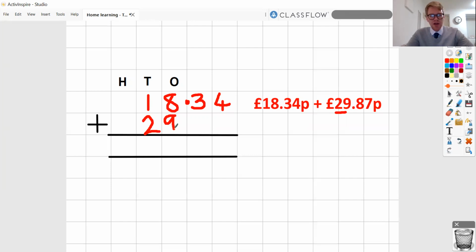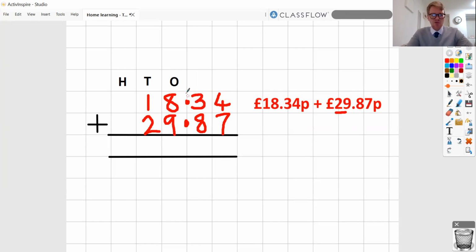But really crucially here, we've also got what we're calling a decimal point in between our ones, which is our pounds, and over here, which is our pence. Now, I could fill in some column headings for this. I could start thinking about this as tens of pence, if that makes sense. So our tens of pence and ones of pence.